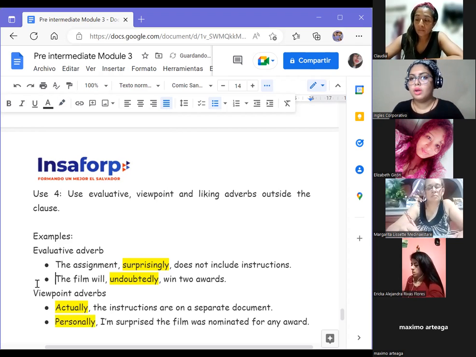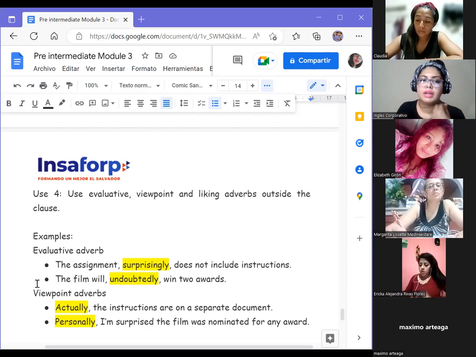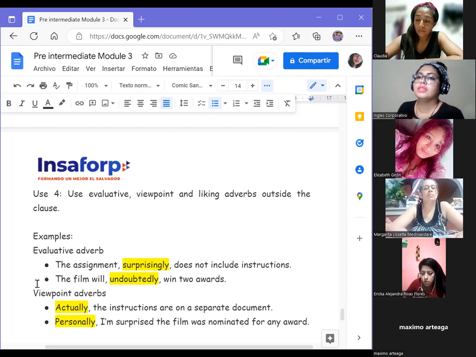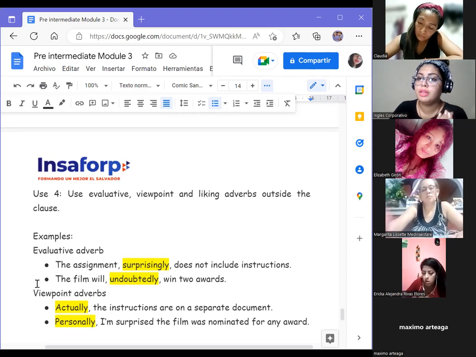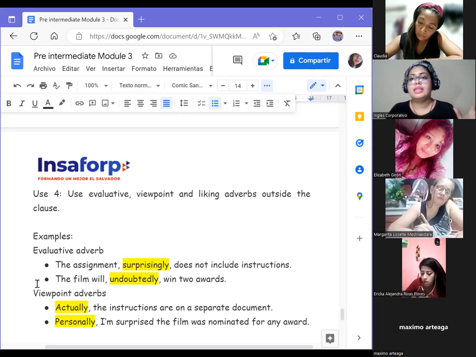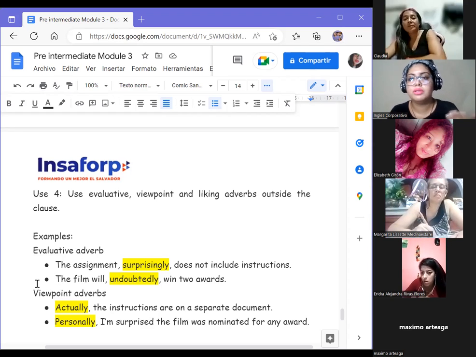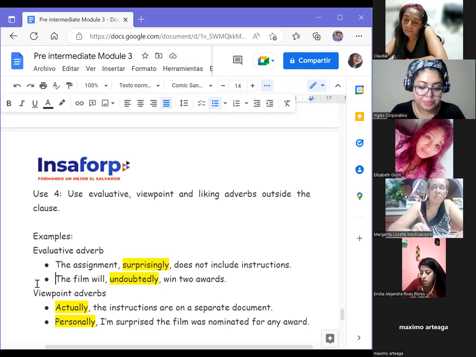That's like when we're talking in Spanish and we say, personalmente, yo no creía que la película iba a llegar a ese punto. O en realidad, ¿verdad? Las instrucciones venían en una página aparte. Those kind of sentence or words that we can use to make an emphasis, to clarify something or to give our opinion are outside the main sentence and they are adverbs.